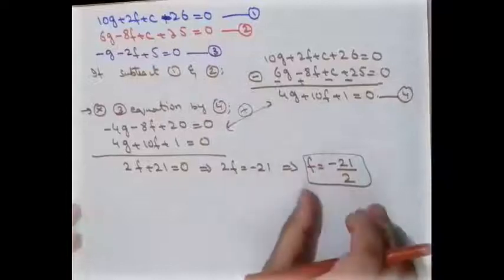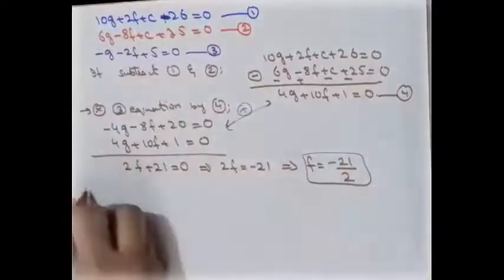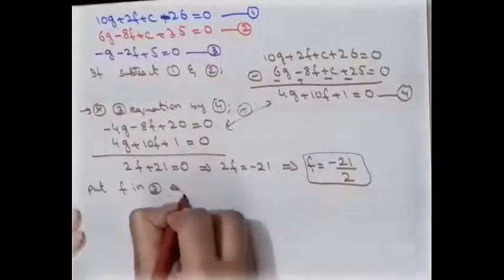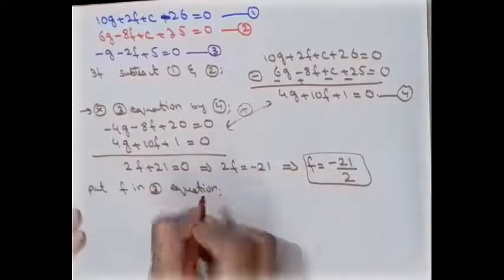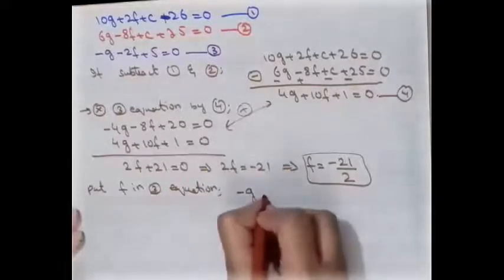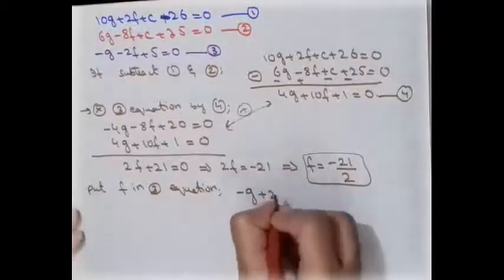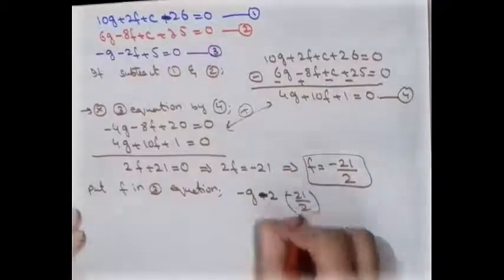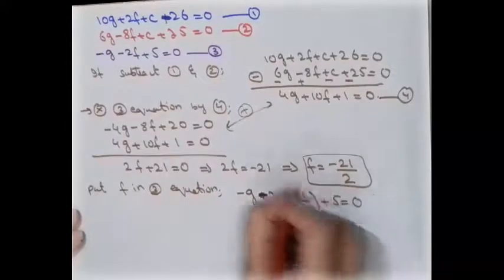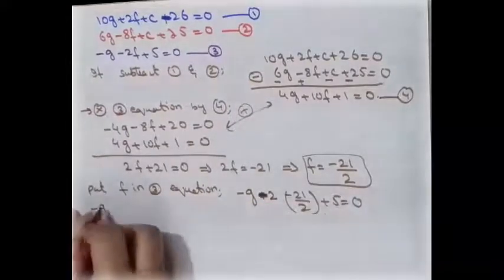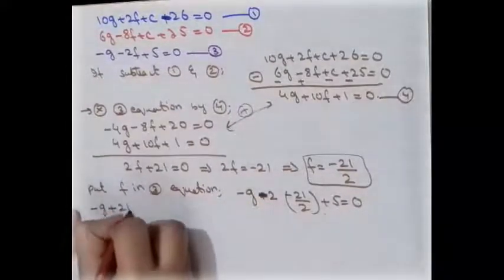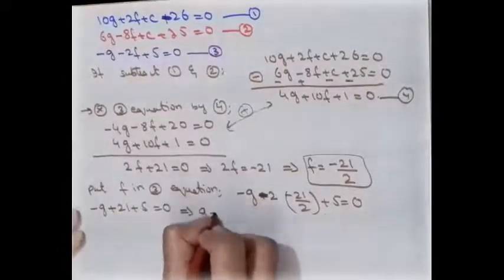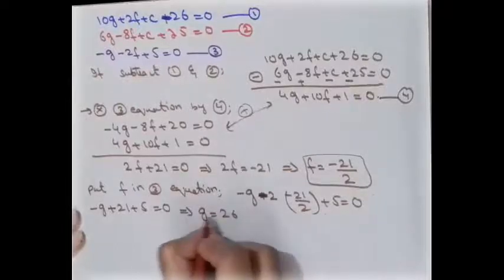So if we put this value of f in the third equation, we find the value of g, which is -g minus 21 divided by 2 plus 5, which is equal to 0. So if we solve it, it will be minus g plus 21 plus 5, which is equal to 0, then g is equal to 26.